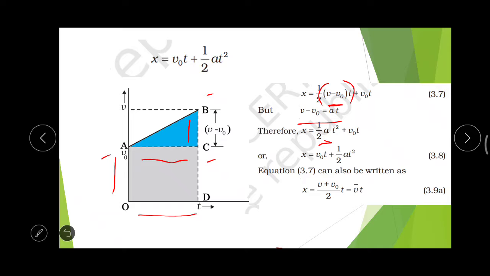Okay. For obtaining this equation, you just have to open the bracket over here, half of (v minus v0) into t, and add the values, then you will obtain this value. Just try that one.